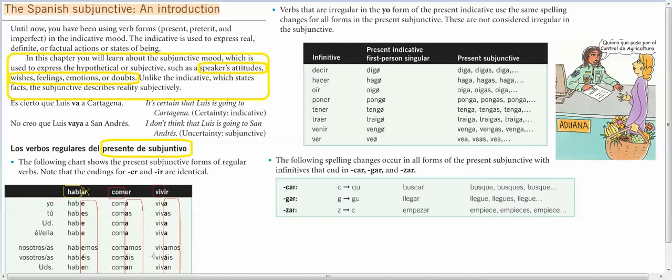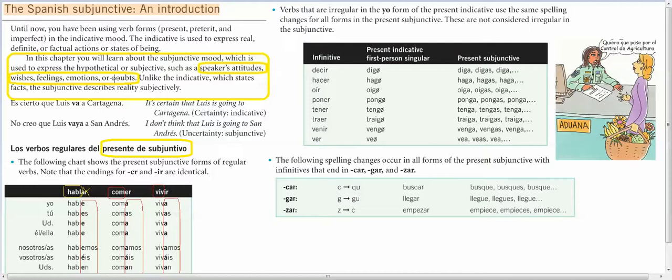Up until now, there are actually two moods in Spanish: the indicative mood and the subjunctive mood. The indicative mood is used to express real, definite, or factual actions or states of being, and that's what we've been working in so far. Now we're going to learn how to express things in the subjunctive mood, which we use to express a speaker's attitudes, wishes, feelings, emotions, or doubts.